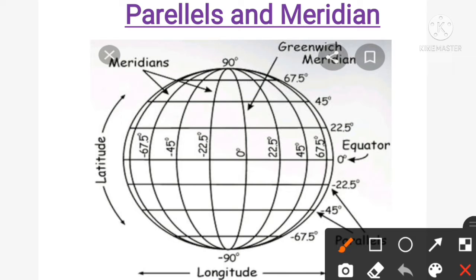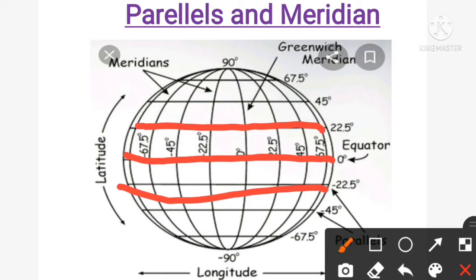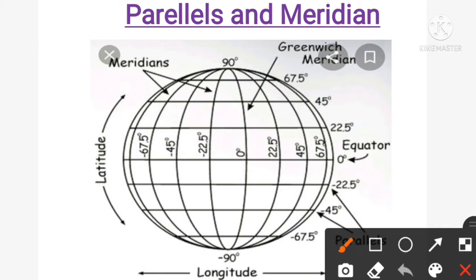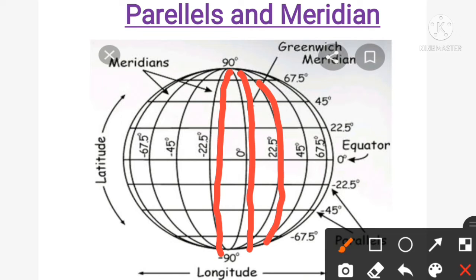Students, look here. These lines, the lines which are parallel to each other, are called parallels or lines of latitude, and the lines which run from the north pole to the south pole are called the meridians or longitude.